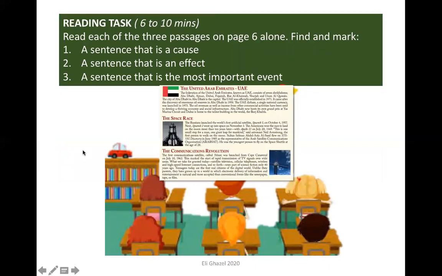Now we're going to ask them, read the other 3 passages because we worked on the first passage with King Abdul Aziz. Read each of the 3 passages on page 6 alone, find and mark. So we want them to find the sentences that are a cause, the sentences that are effects, and the sentences that are the most important event in each of the 3, and to mark them. This is what we want them to do. So this is a task that they will be doing alone.